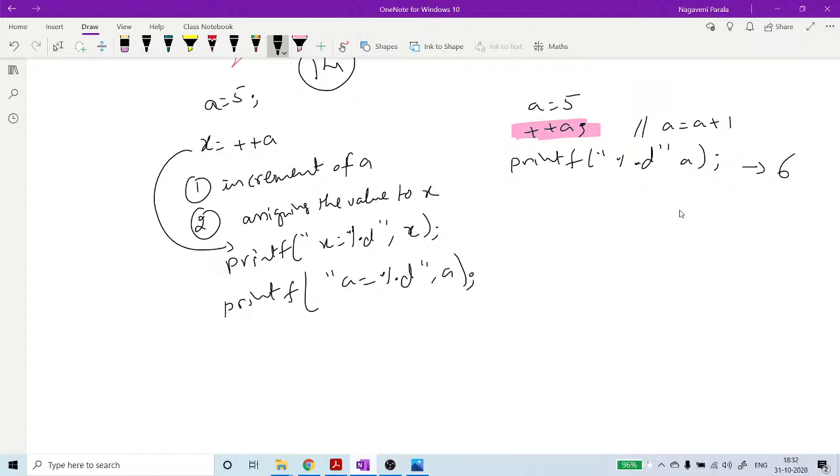So a equal to initially 5. Then I have executed the statement x equal to plus plus a. So what are the values of x and a? X value enta, a value enta. Edi enta avutundi cheppandi.